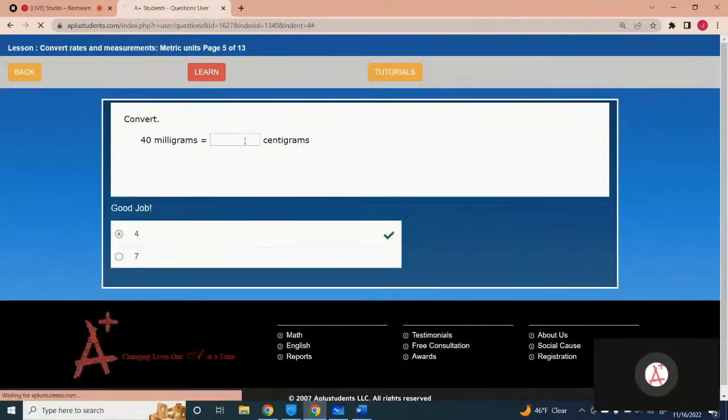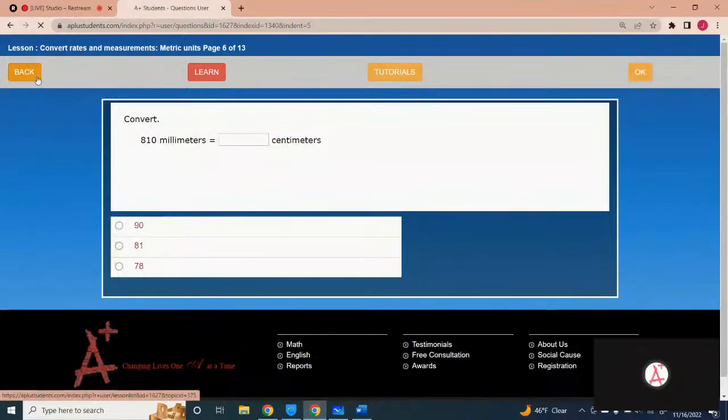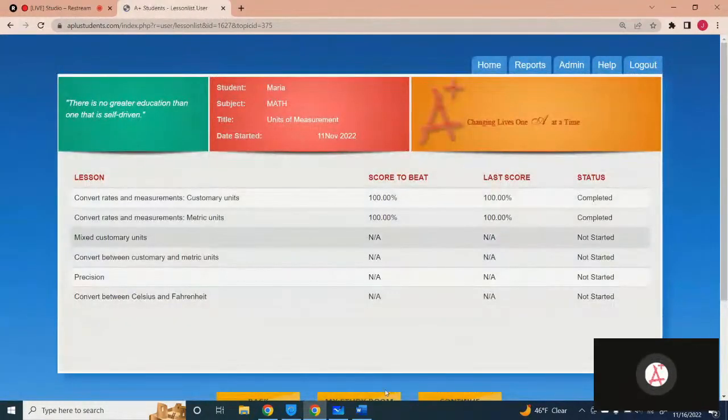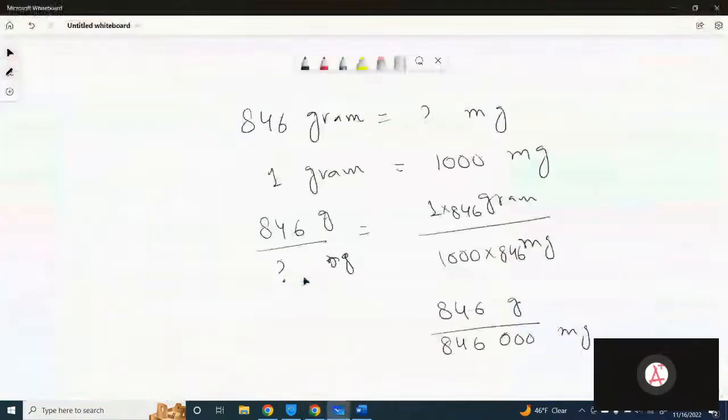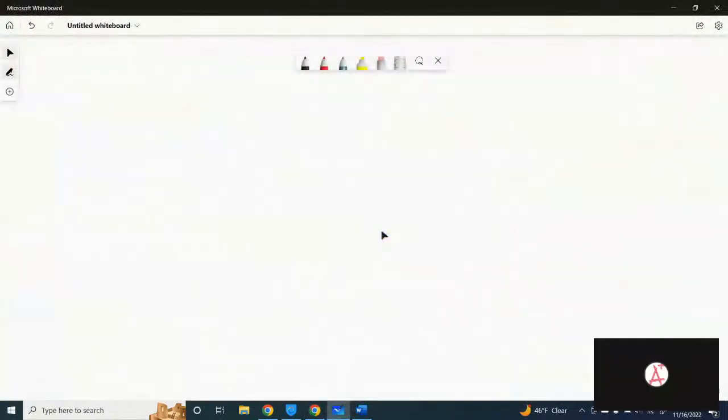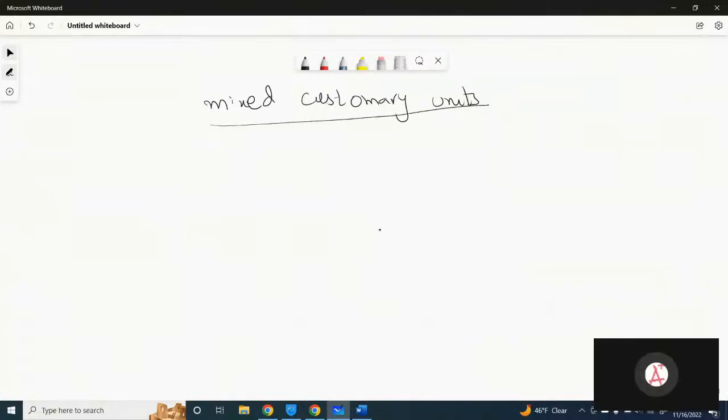Okay, you can complete the test by yourself later today. Let me just move on to the next lesson. The next lesson is mixed customary units. Okay, let's start with the examples.